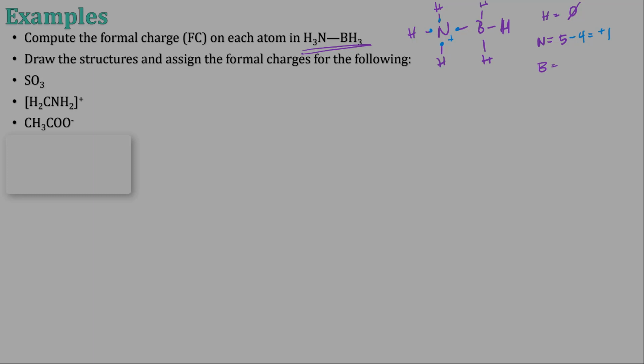Now boron should have 3, but it has 4. It's got 1, 2, 3, 4. So the boron is going to be -1.